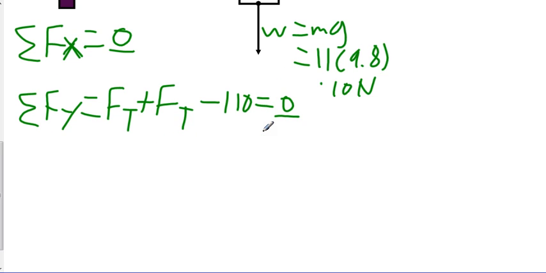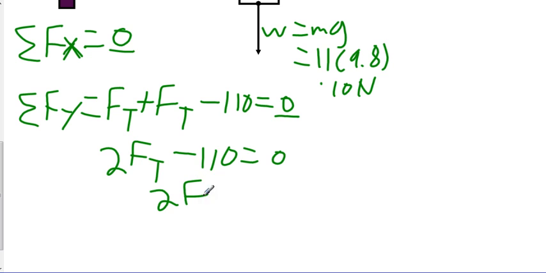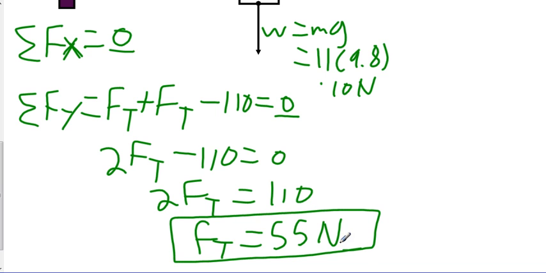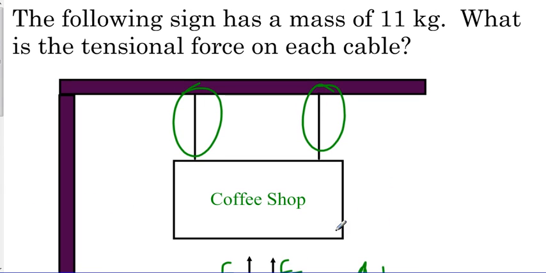And so when we start working out the math for this, we can combine these two together. So we have 2 FT's minus 110 is equal to 0. So 2 FT is equal to 110, which means that each tensional force is equal to 55 newtons. And there you go. So some of the main concepts from this presentation: equilibrium means 0 acceleration, which means constant velocity, summation equation, and net forces.